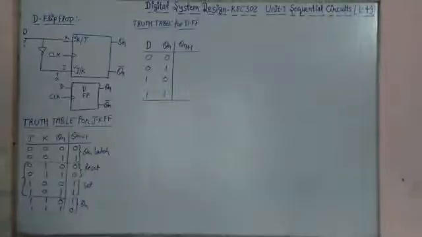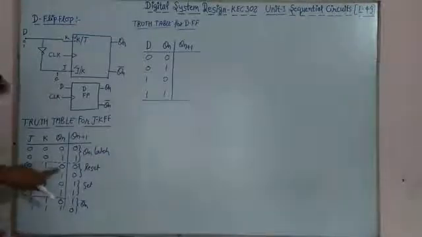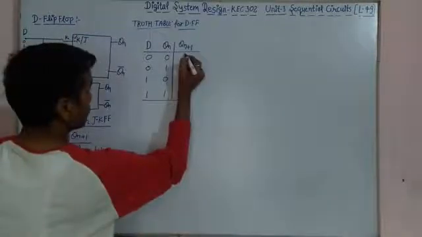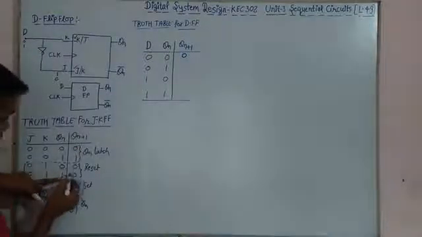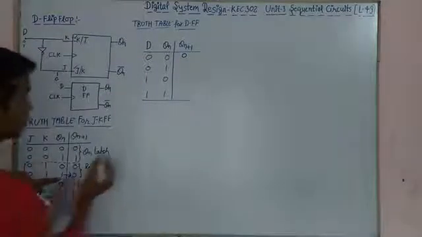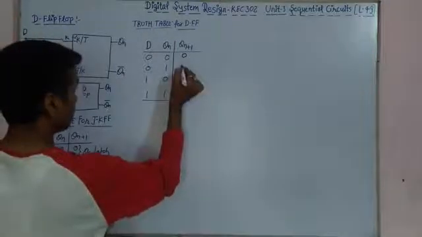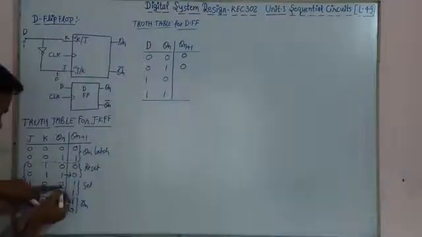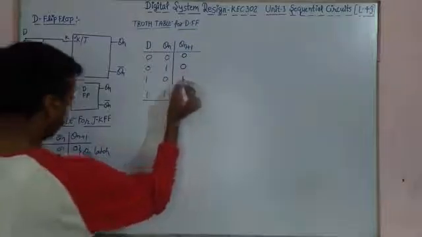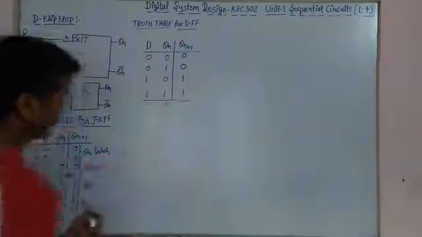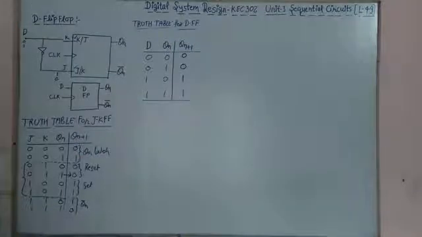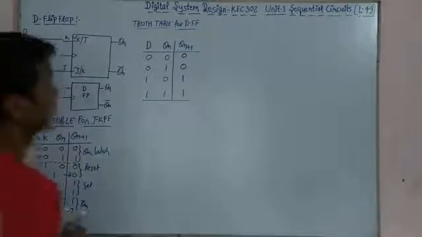Okay, so with Qn 0, the output is also equal to 0. If the Qn is 1, the output you will get is 0 when the input is 0, and output will be 1 when the input is 0. And if the input is 1, output will also be 1. So this is the truth table for this D flip-flop.